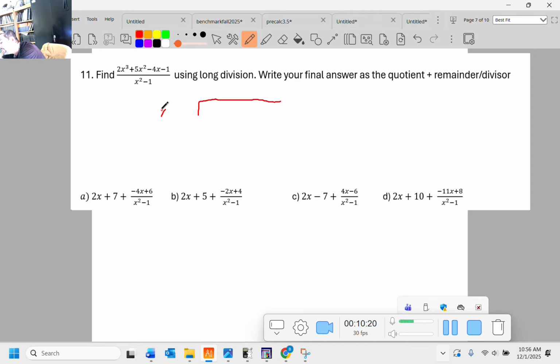You're dividing by x squared minus 1. Inside is 2x cubed.